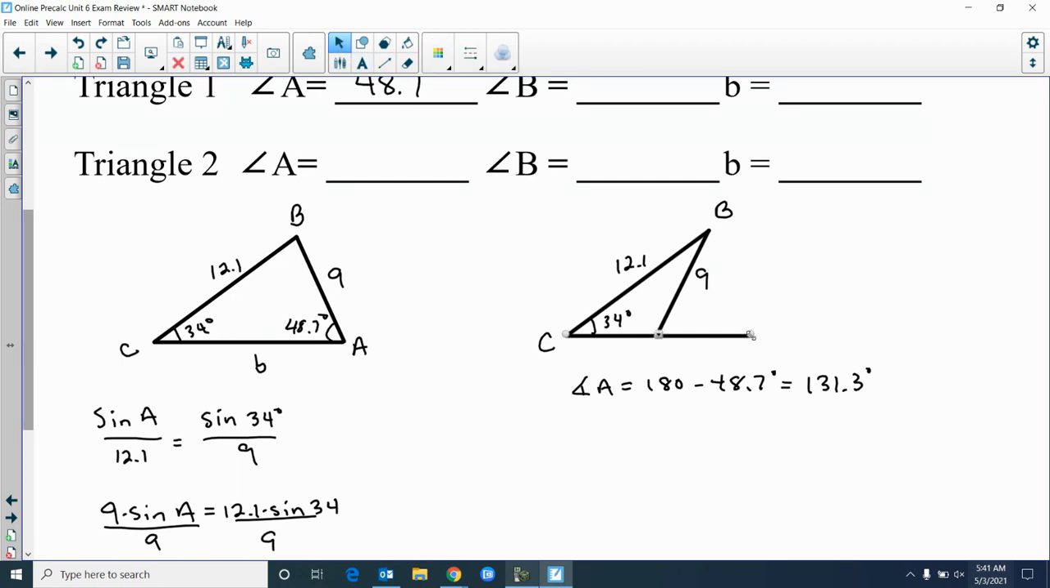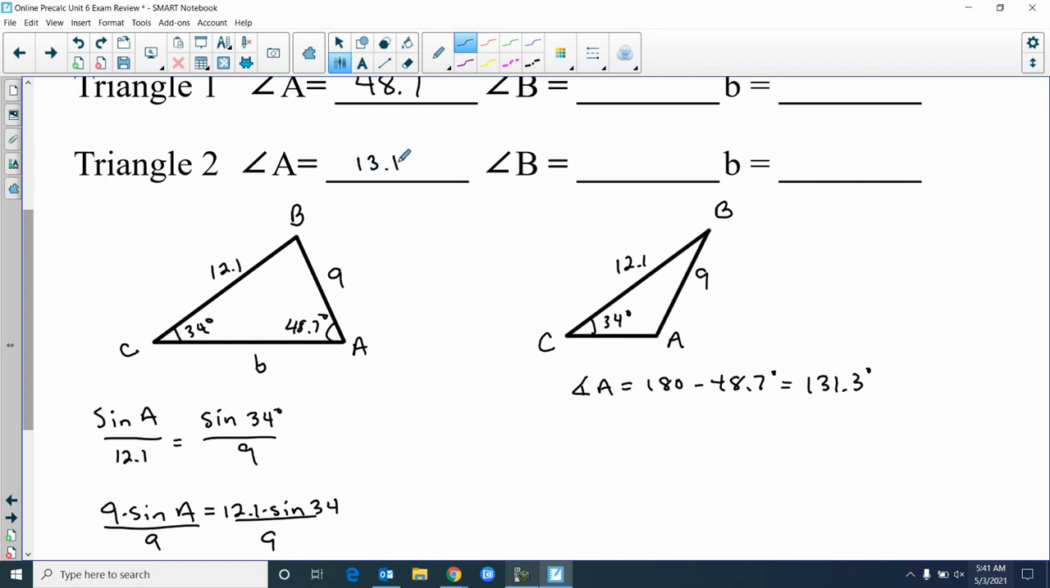Now, this side won't be the same. So here's what I got. This is a pretty good representation. So the 12.1 and the 9 are the same. That's 34 degrees. Now angle A, you can see it's clearly not going to be the same. So that's going to be 131.3.